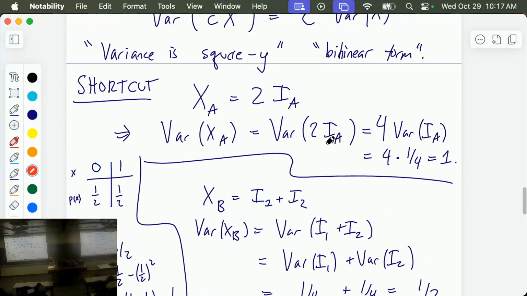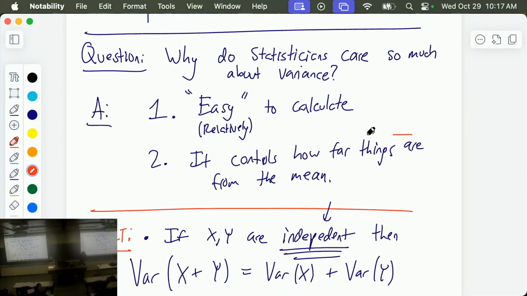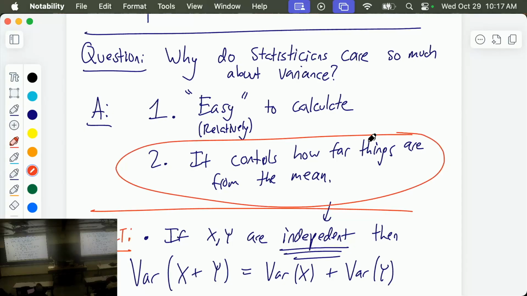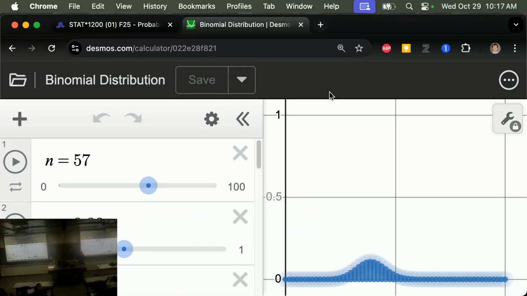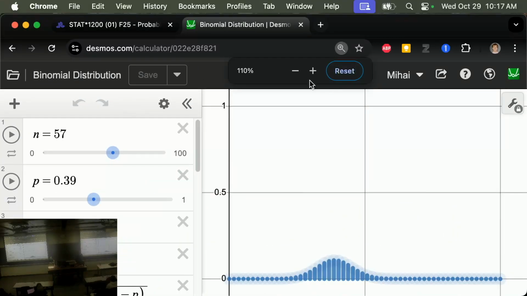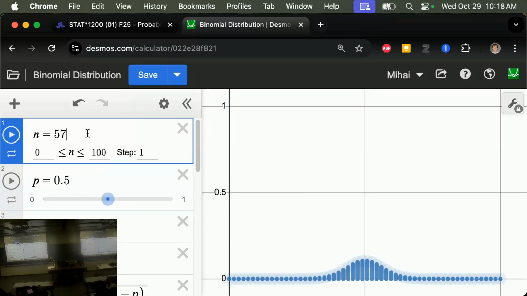Last but not least, I'm going to circle back to the second bullet point. It controls how far things are from the mean. We won't get into this specifically, but let me show you a nice little picture of what's going on here. This plot is the binomial distribution, and I can put in the n value and the p value over here. So let's put in p equals 0.5, and let's put in n equals 2.